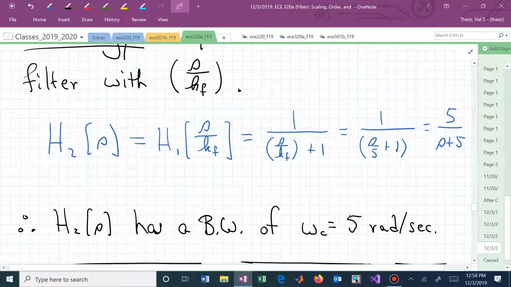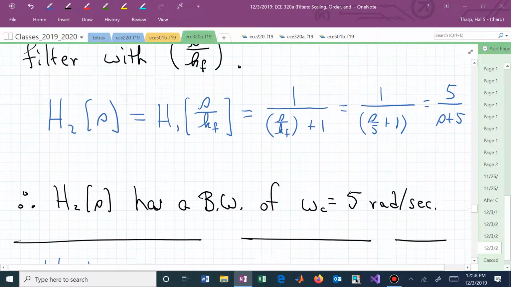And what's the gain? What's the DC gain of that transfer function? It's maintained. We've maintained that at 1, or 0 dB. If you look at what happens when S is equal to 0, you have 5 over 5, or a gain of 1.